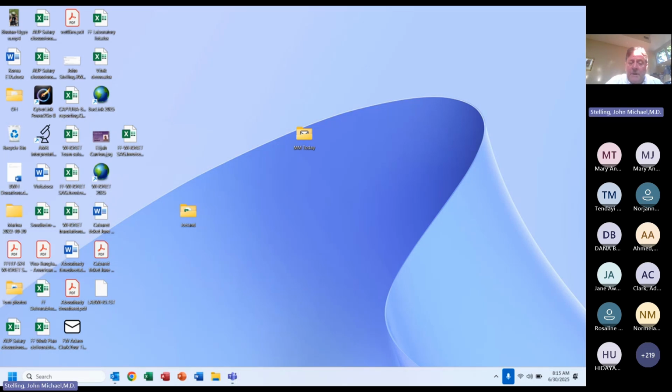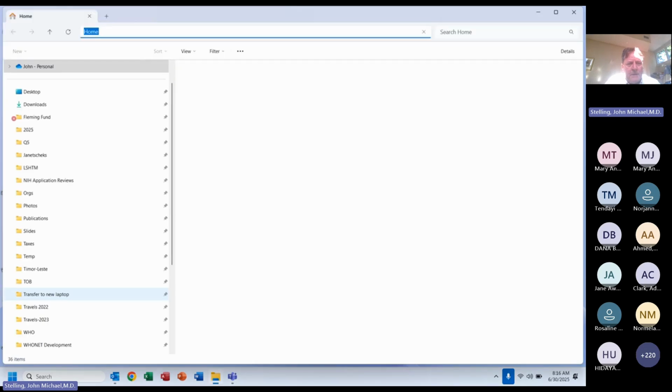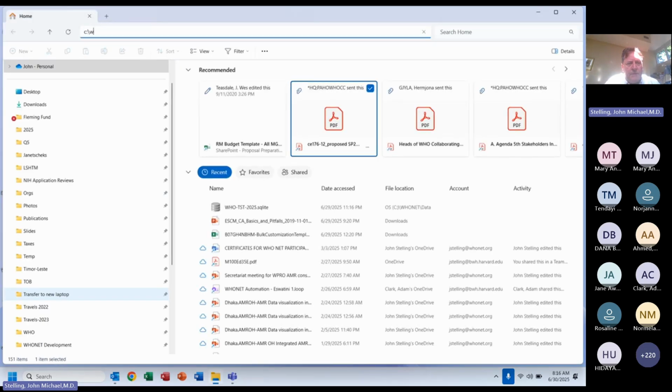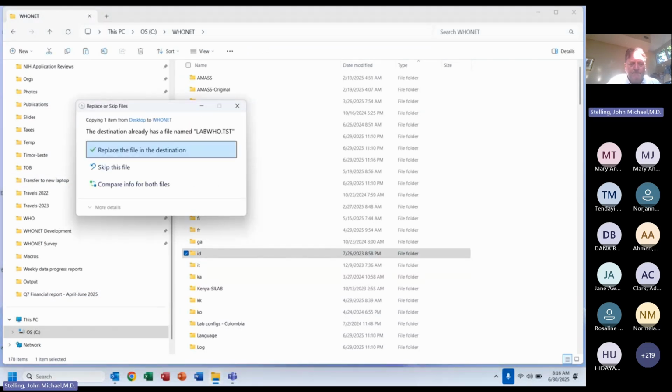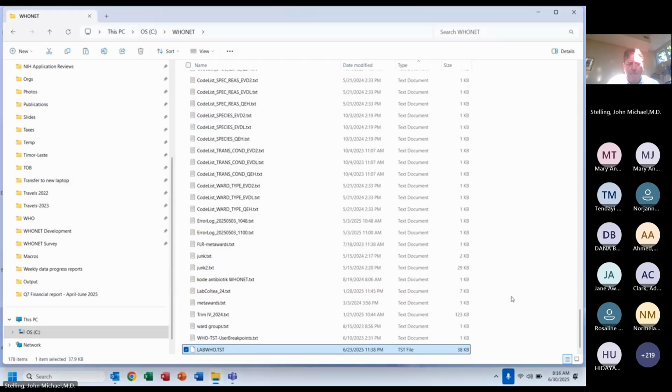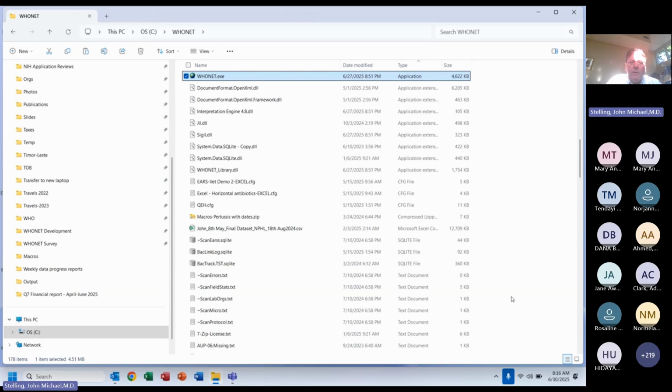So what I'm showing you is live on the WHONET website. You see here it says lab.who.txt. Let me copy and paste that. C drive, WHONET, paste. Replace, yes. So I'm opening WHONET.